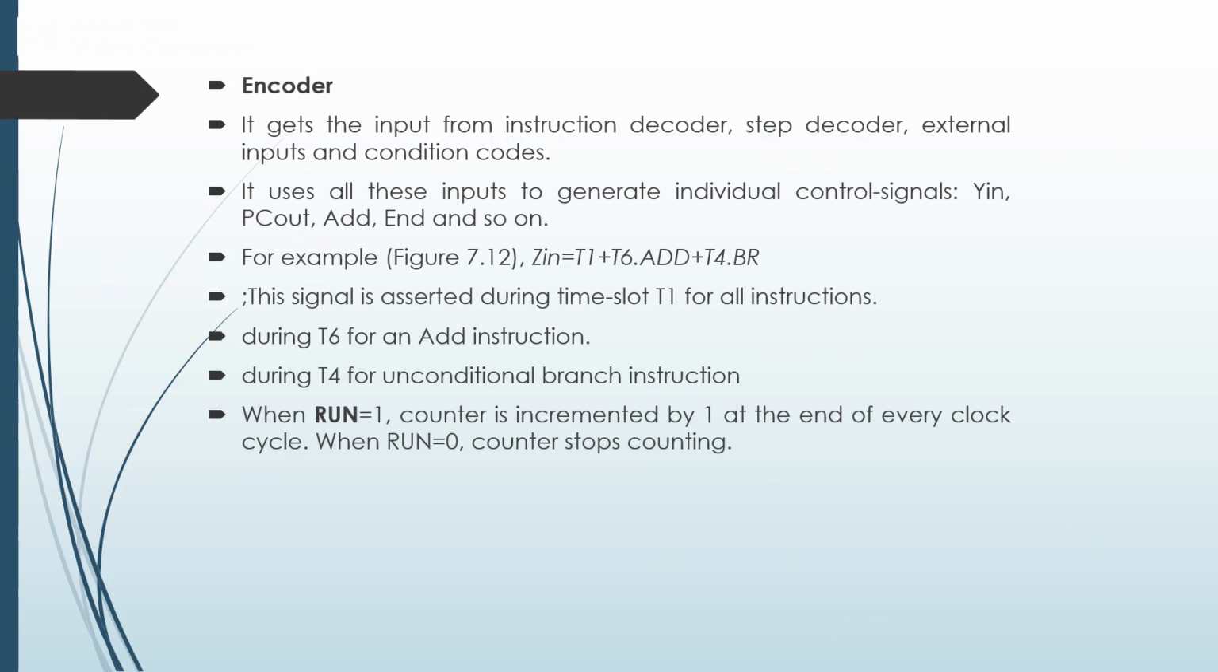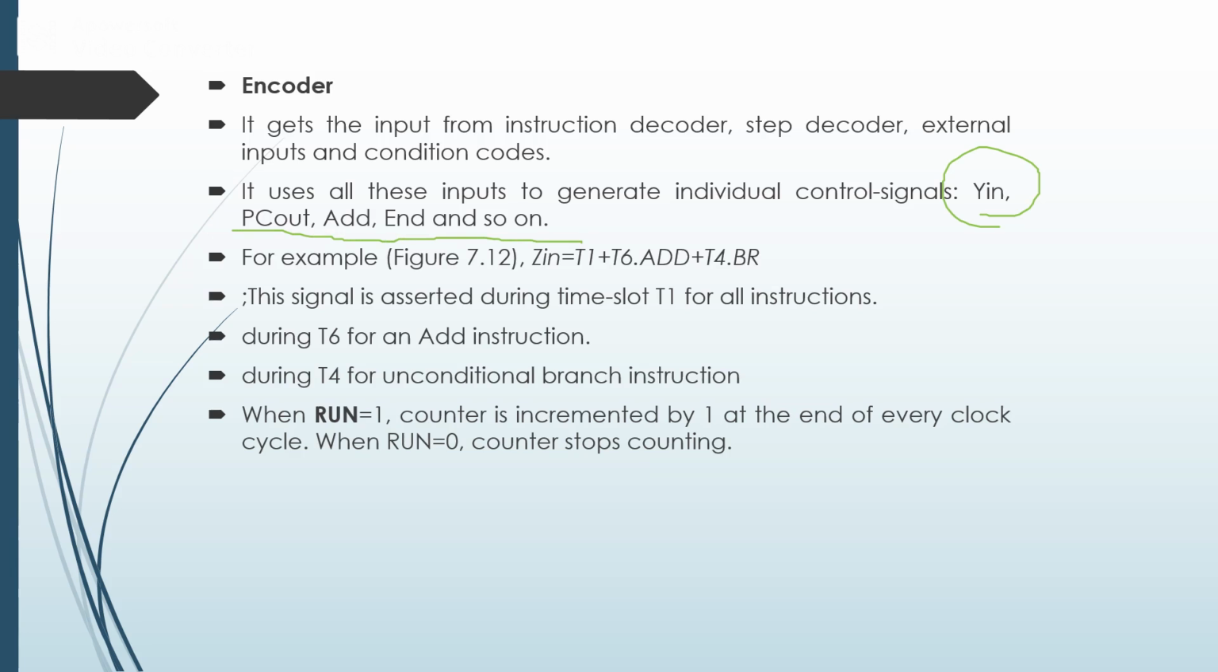So next is the encoder block. It gets the input from the instruction decoder, step decoder, external inputs and condition codes. It uses all these inputs to generate individual control signals like Yin, PC out, Add, End and so on.